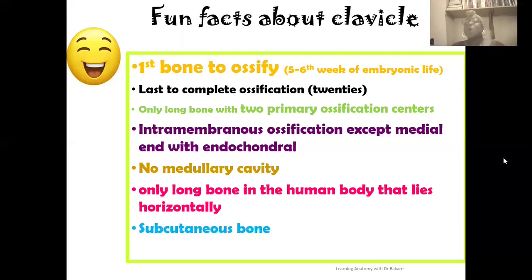The clavicle is also a subcutaneous bone, and this is why it is palpable. And finally, the clavicle has no homologous structure in the lower limb. If you look at the configuration of the lower limb in the pelvic girdle, we do not have a structure that is homologous to the clavicle in that region.